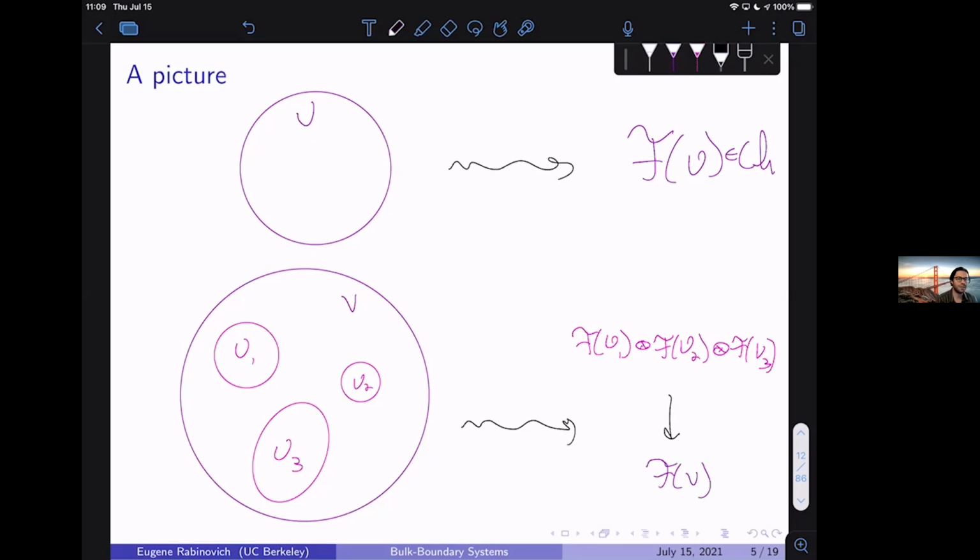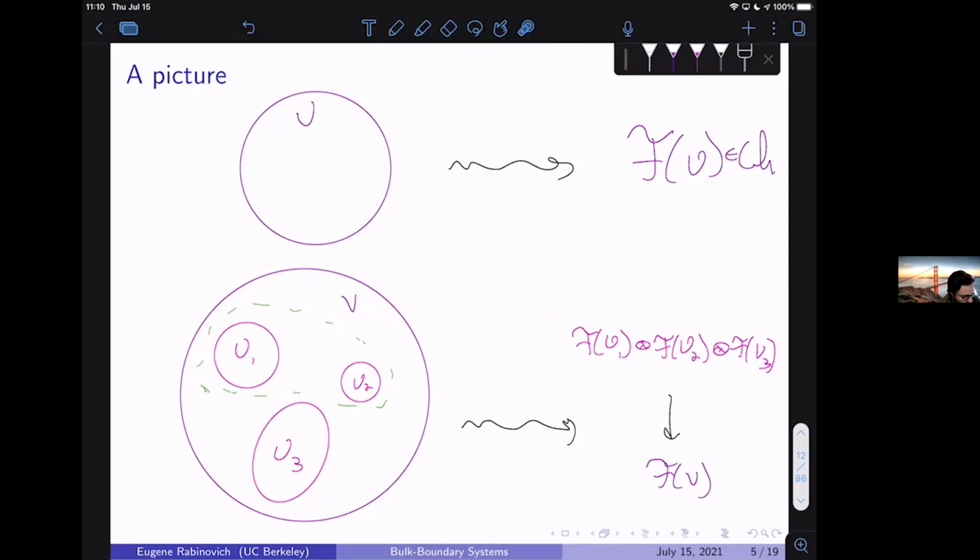And there are some extra conditions that are involved in this definition. One natural condition you might hope to write down is some sort of associativity condition. So for example, if we include these two smaller opens into a larger open, there's the factorization product there. And then we can include this open and this open into V and get another factorization product. Or we could just go straight, or we could just compute this map here.